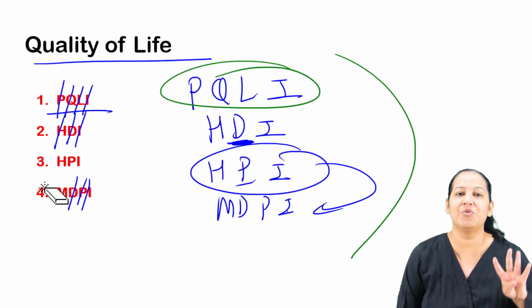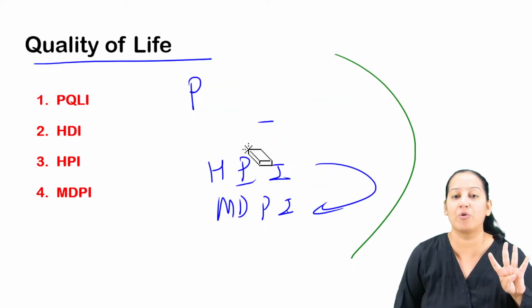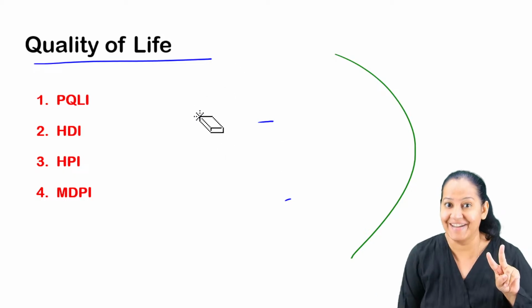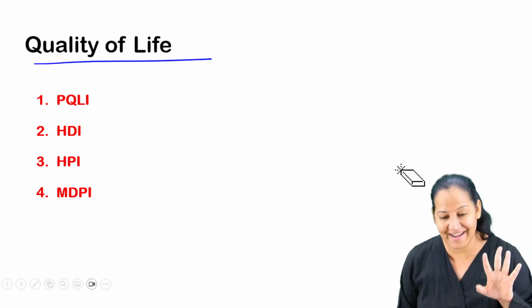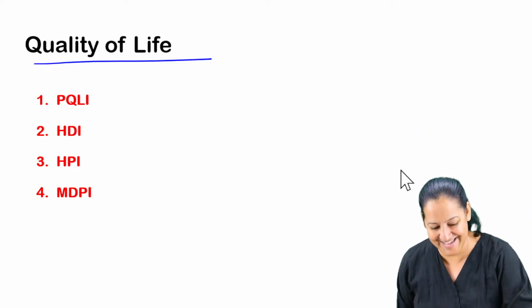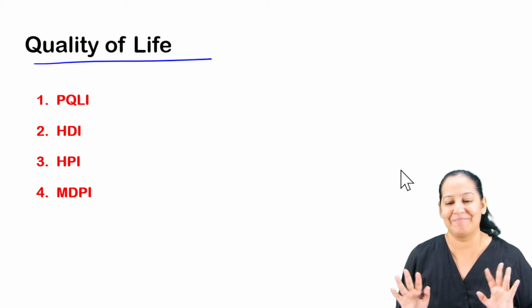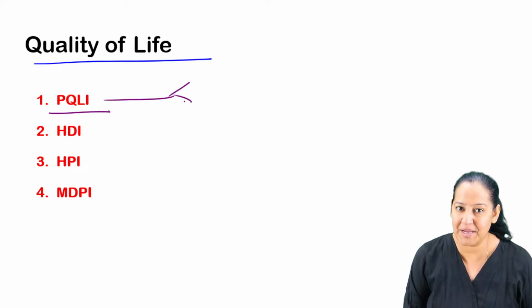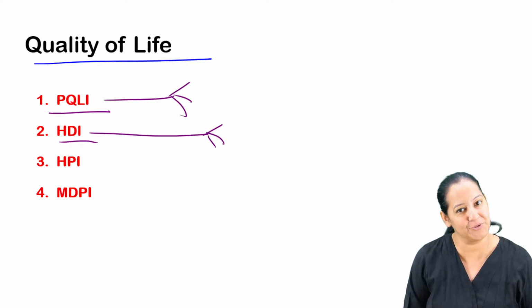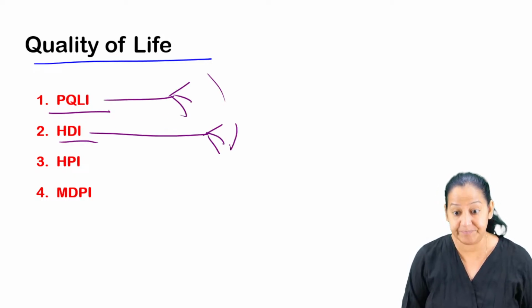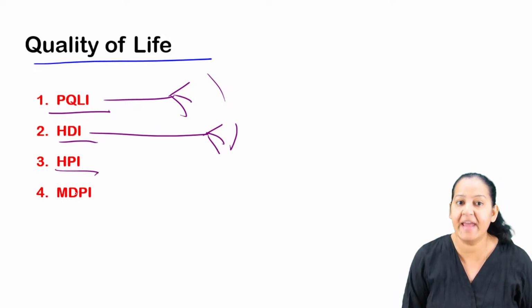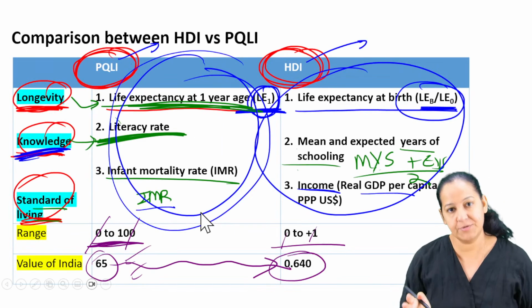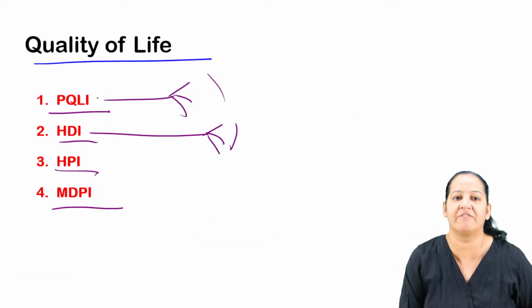So I want to teach you 4 indicators for quality of life, out of which we have completed 2 yet. 2 more to go. So total 4 will be done, and then we will compare all 4 together. Yes, this is a very confusing topic, but it will be super easy. It will be a cakewalk for you. So we have done PQLI, you know the 3 components. We have done HDI, you know the 3 components. First we will finish it. Then we will come to HPI and MDPI. After that I will give you the details of these 2. Let's start with the first one, PQLI.